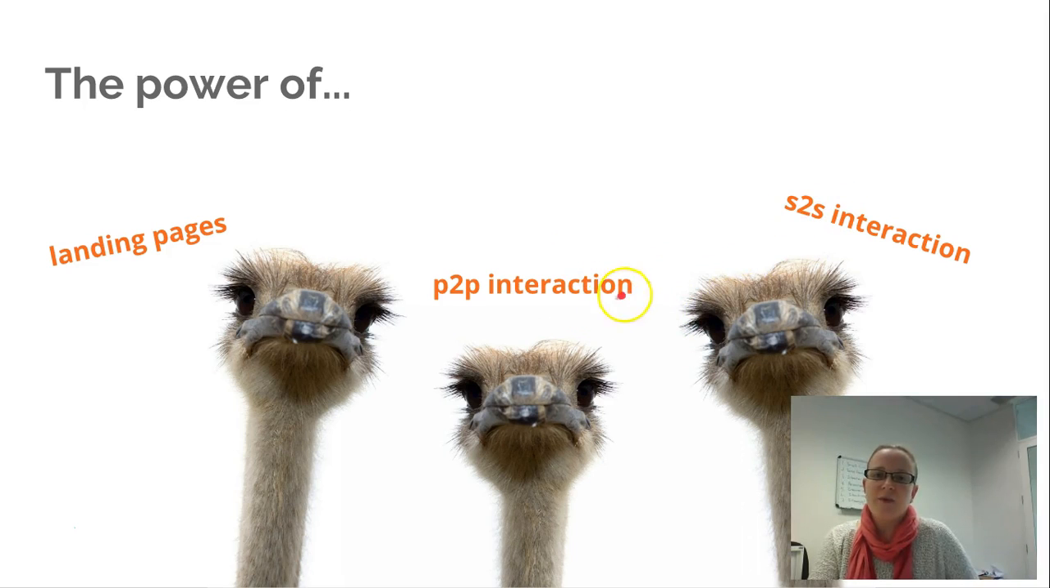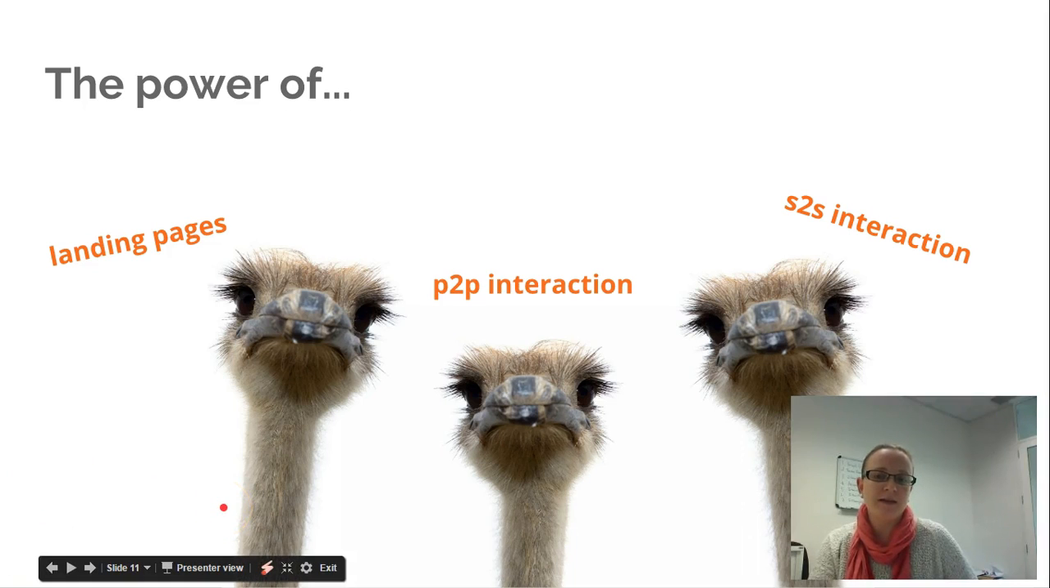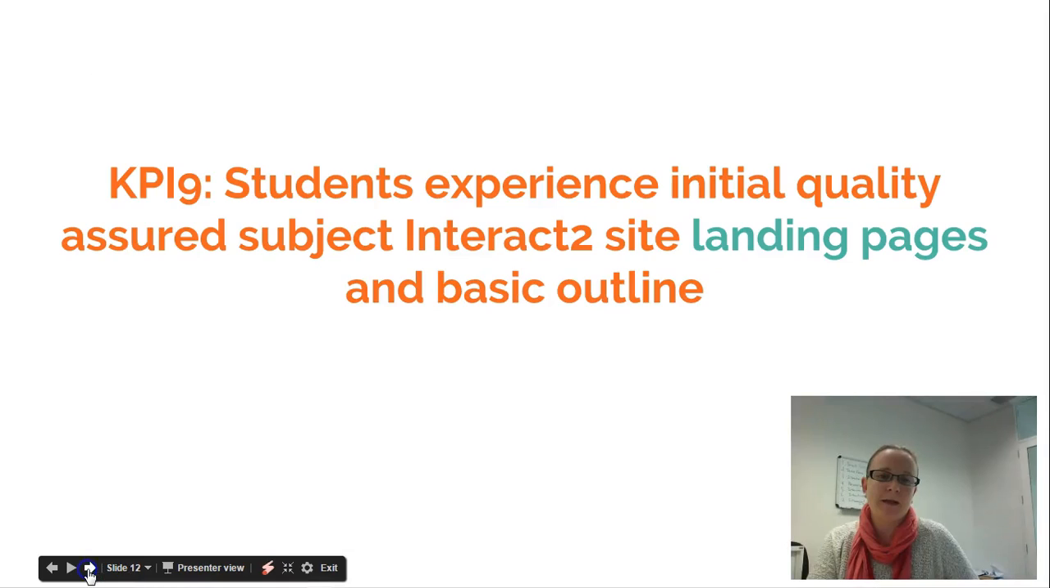The other two KPIs both relate to interaction. The first relates to peer-to-peer interaction online, and the second relates to staff-to-student interaction online. So what I want to do is go through each of these key performance indicators and talk you through what the baseline standards are in terms of our expectations for all subjects being offered from Session 2 2016.